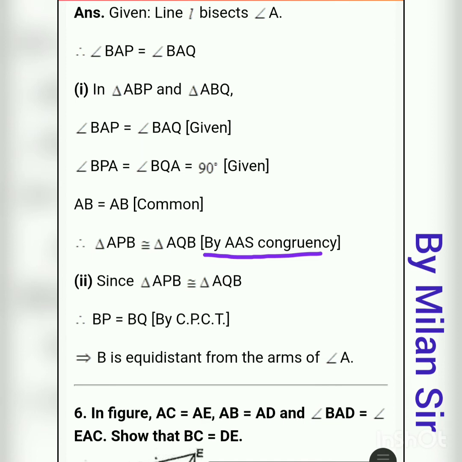Each and every point we need to write the reason. This is given, common sides, by AAS. If we prove this, APB is equal to AQB, so we can say that second, third position BP, second, third position BQ. So BP is equal to BQ by using the CPCT criteria, corresponding parts of congruent triangles. So from that we can say that BP is equal to BQ. So B is equidistant from the arms of A.